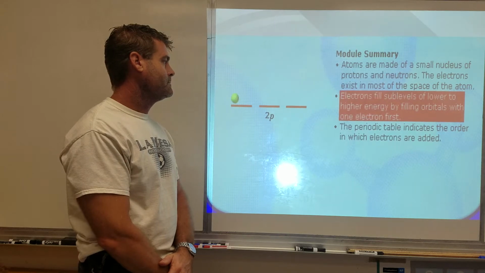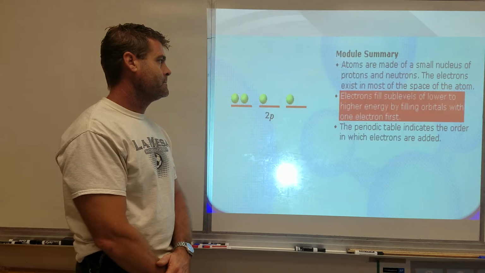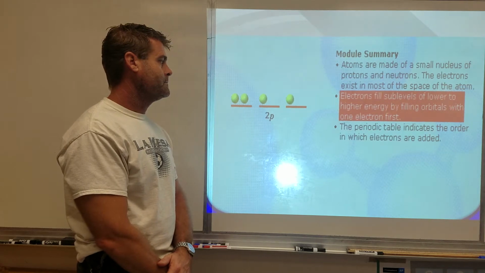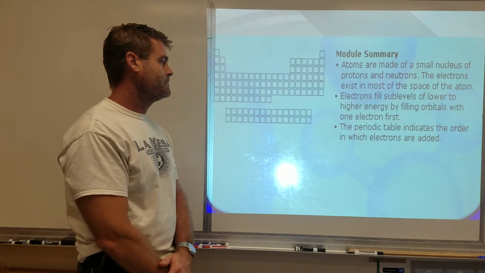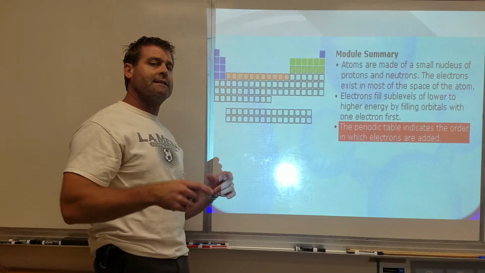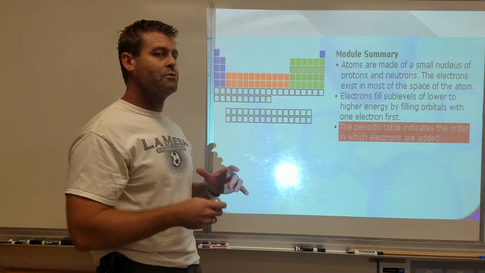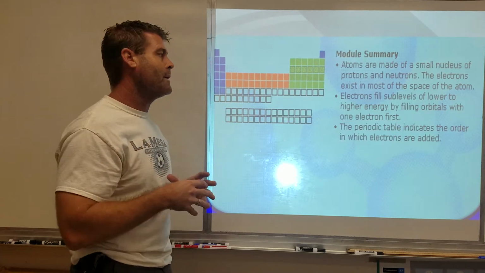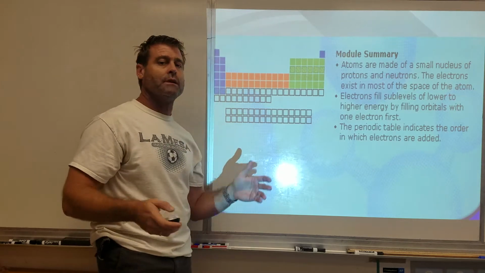Within each energy sublevel, orbitals are filled with one electron until all orbitals contain a single electron. Then, a second electron can be added. The periodic table indicates the order in which electrons are added. So guys, today we're going to finally show the link between atomic structure, how electrons are oriented around the nucleus, and how they are actually placed in the periodic table.